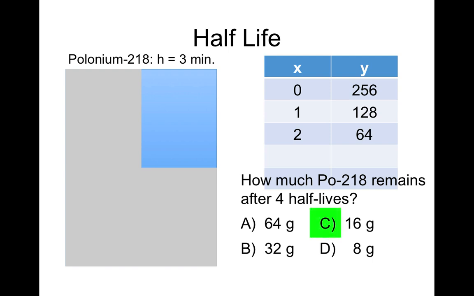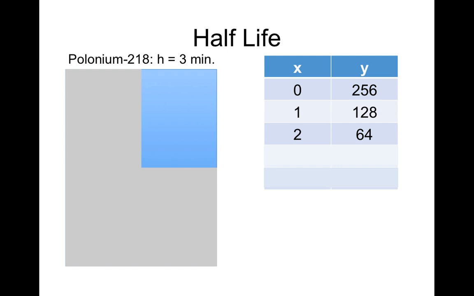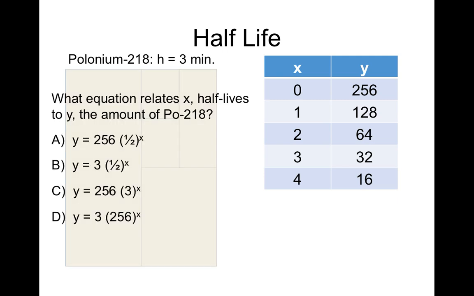After 4 half-lives, there will be 16 grams remaining. After 3 half-lives, it gets cut in half again, 32. So after 4 half-lives, cut in half again, 16 grams. Look at the equation carefully and think about your understanding of exponential functions. Which equation relates x, how many half-lives have passed, to y, the amount of radioactive polonium-218 remaining?